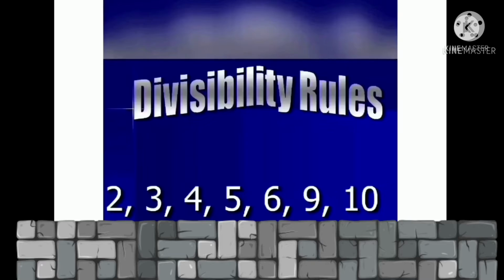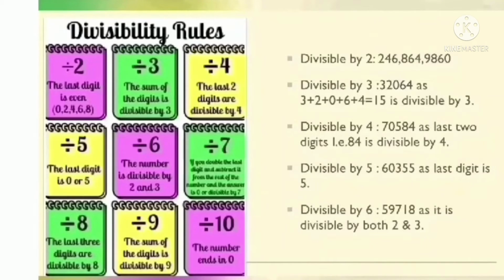And now let's discuss the divisibility rules. Why do we use these divisibility rules? If we don't want to divide such a big number, so we can use these divisibility rules to check whether those numbers are divisible by 2, 3, 4, 6, etc. or not. So let's first check the divisibility rule of 2.